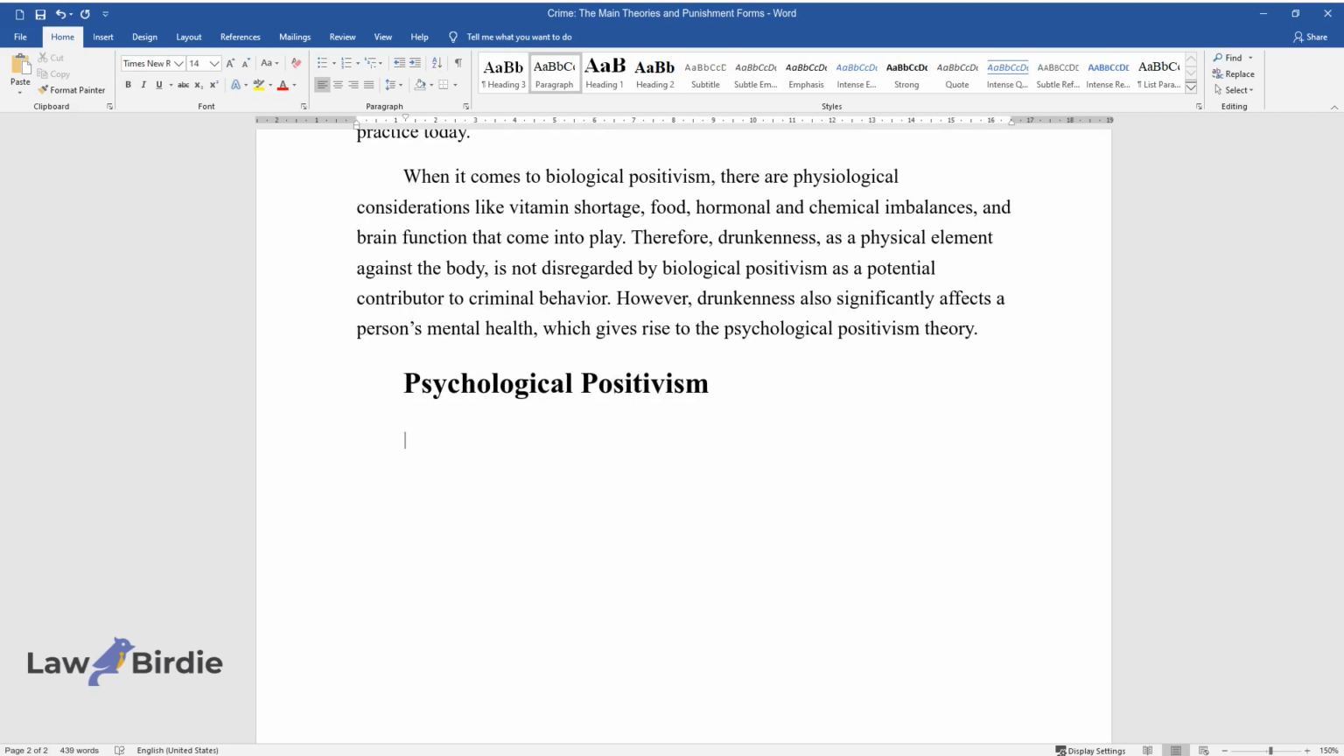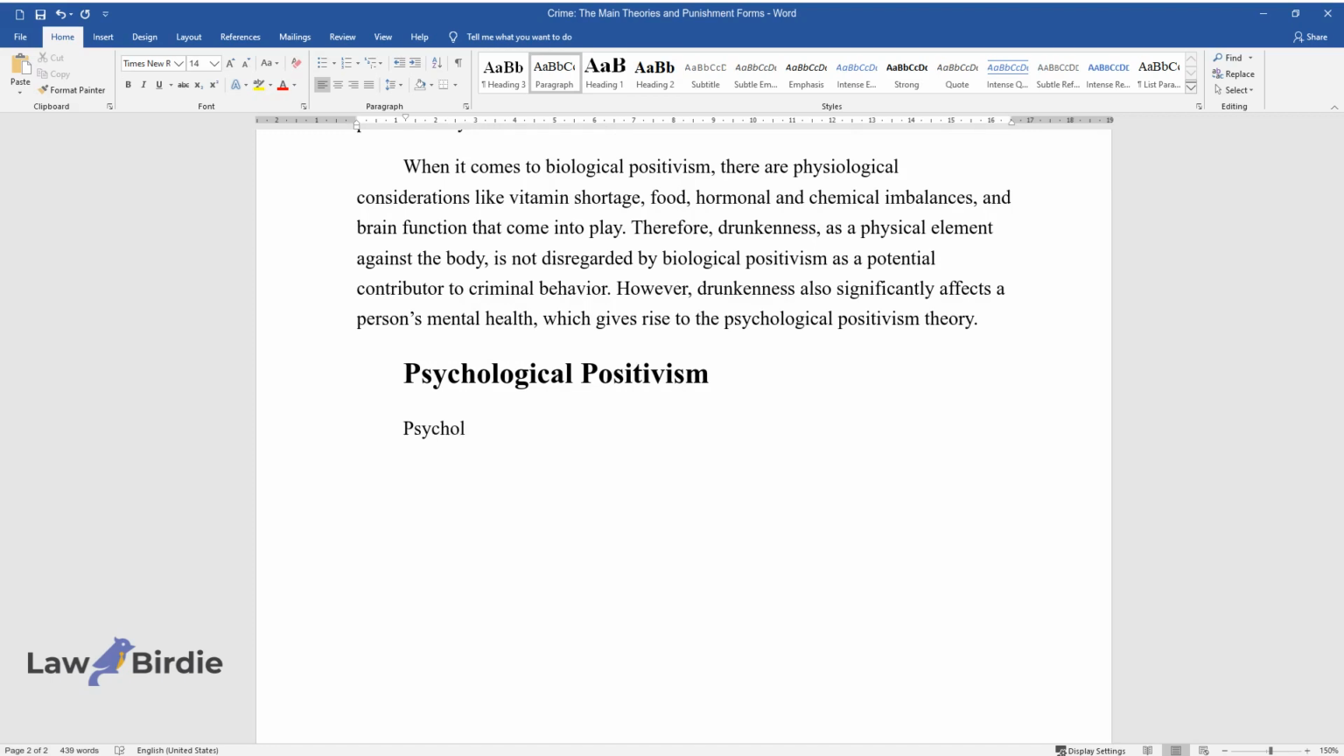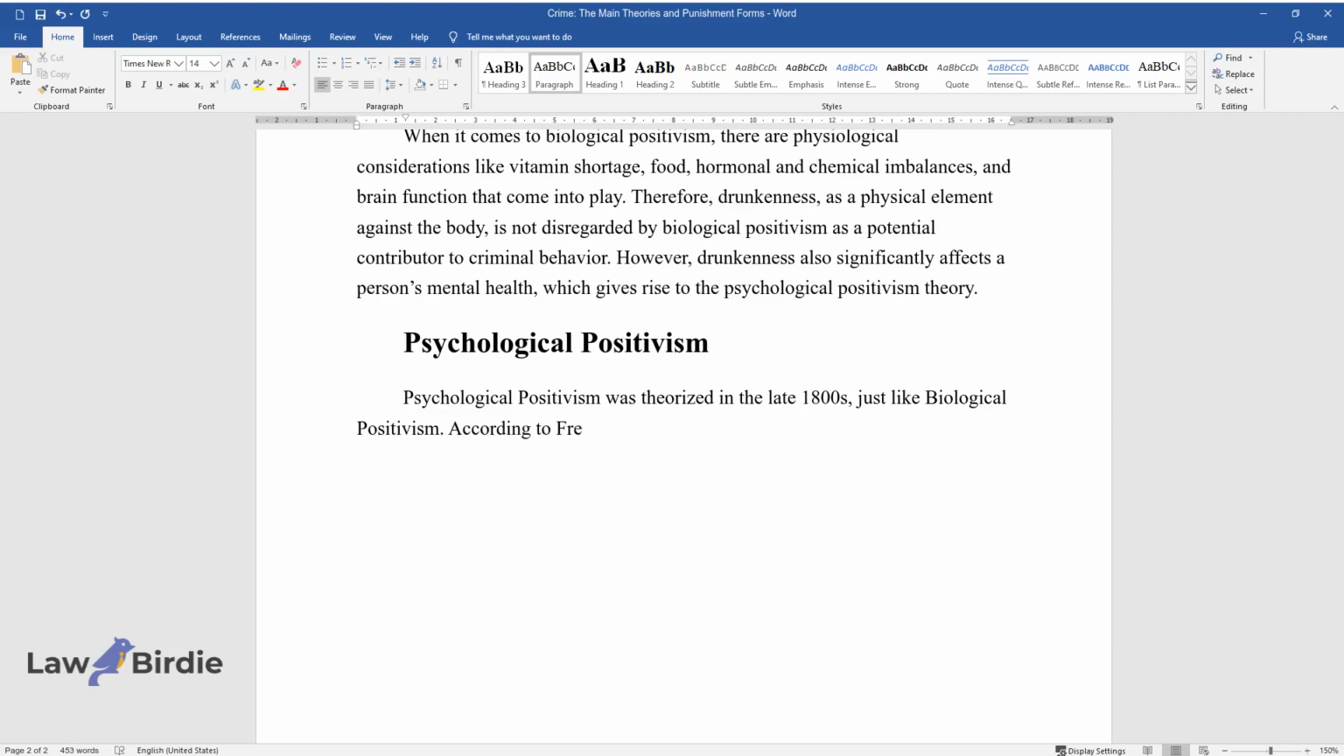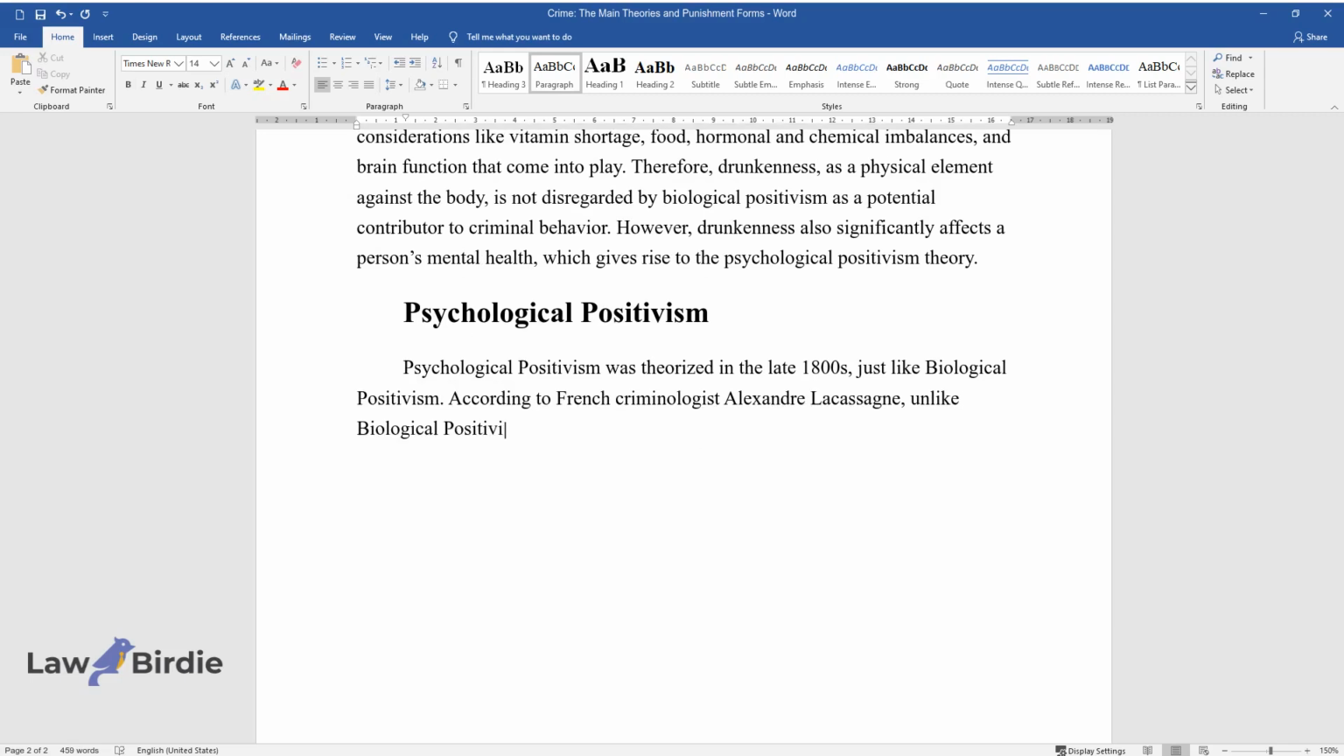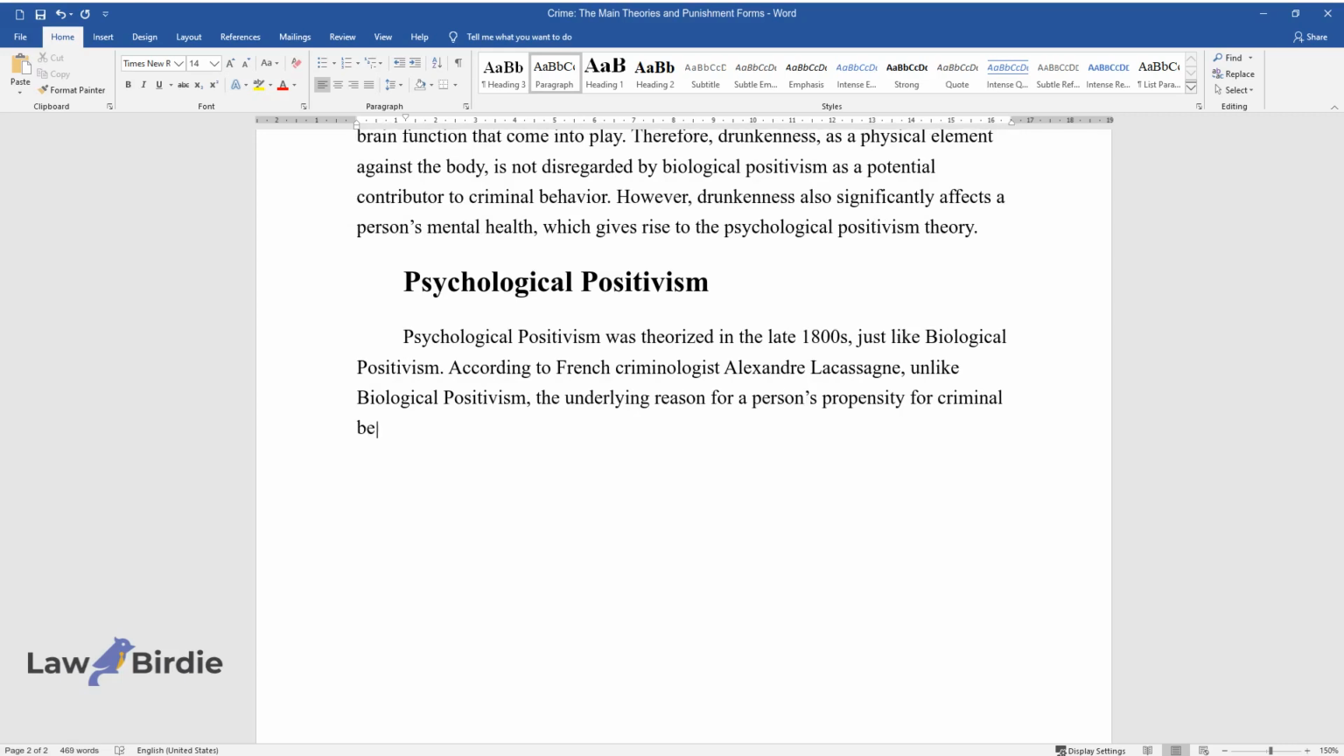Psychological positivism. Psychological positivism was theorized in the late 1800s, just like biological positivism. According to French criminologist Alexandre Lacassagne, unlike biological positivism, the underlying reason for a person's propensity for criminal behavior was a mental illness rather than a physical one.